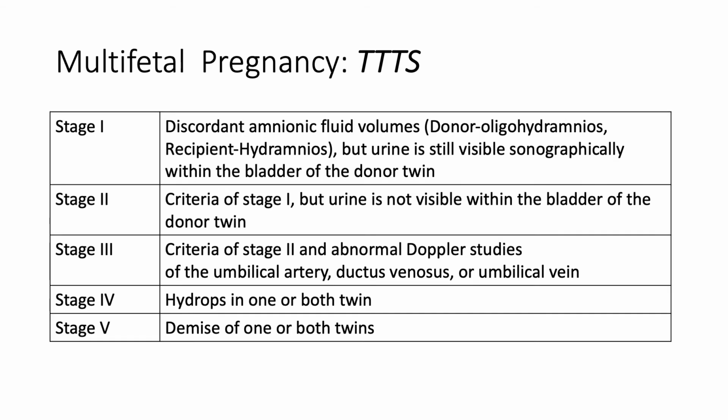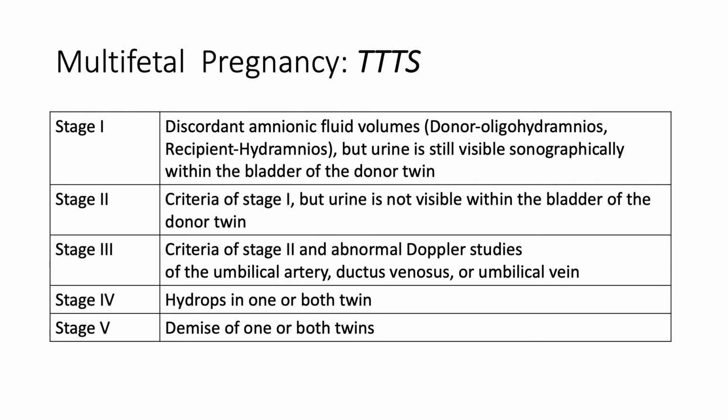Twin-twin transfusion syndrome typically presents in mid-pregnancy when the donor fetus becomes oliguric from decreased renal perfusion. In stage 1, there is discordant amniotic fluid volumes with the donor fetus developing oligohydramnios and the recipient developing severe hydramnios. Urine is still visible within the bladder of the donor.